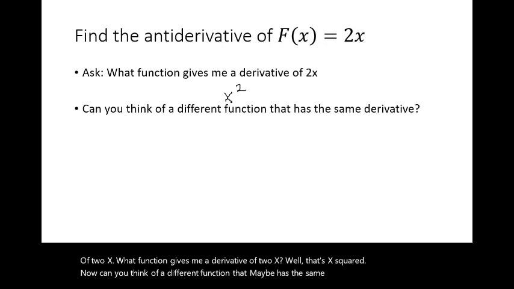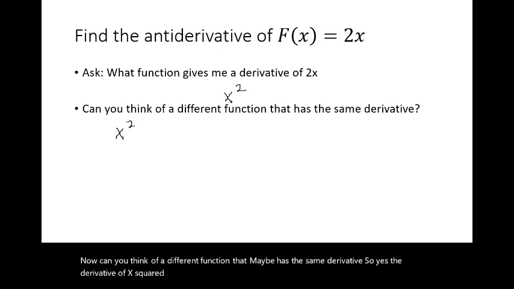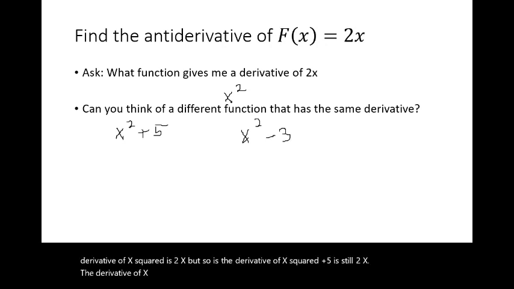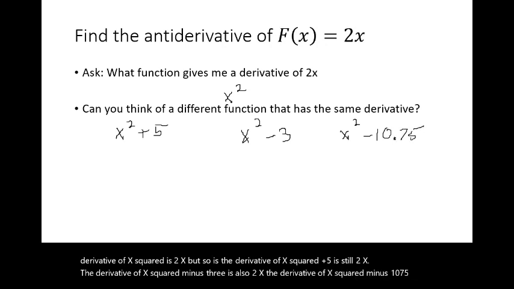Yes, the derivative of x squared is 2x, but so is the derivative of x squared plus 5. The derivative of x squared plus 5 is still 2x. The derivative of x squared minus 3 is also 2x. The derivative of x squared minus 10.75 is also 2x.